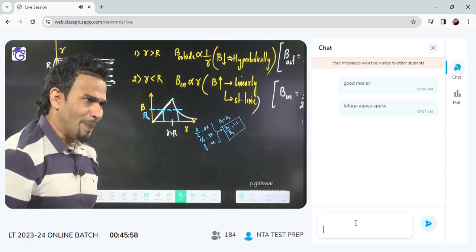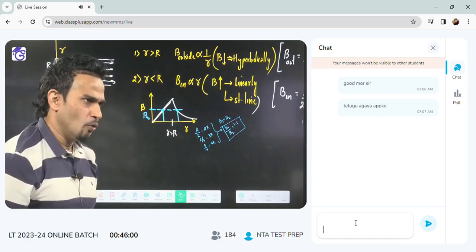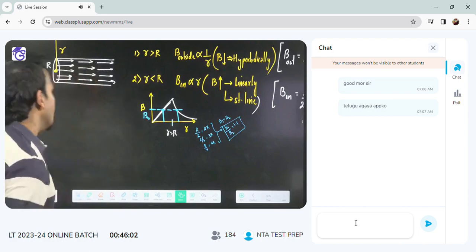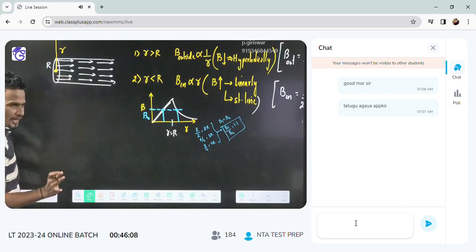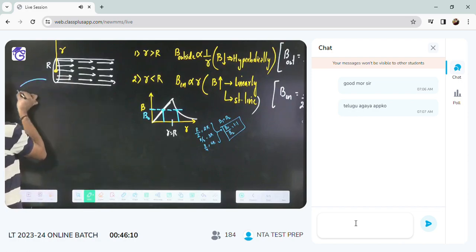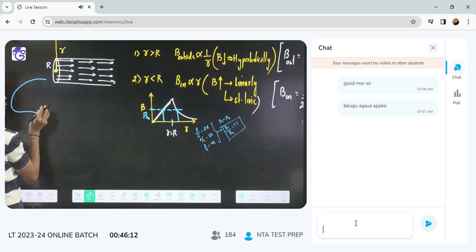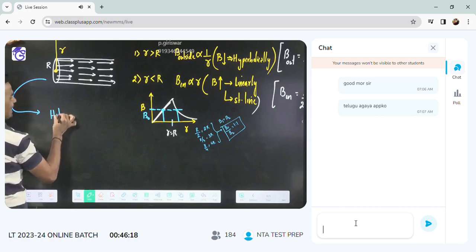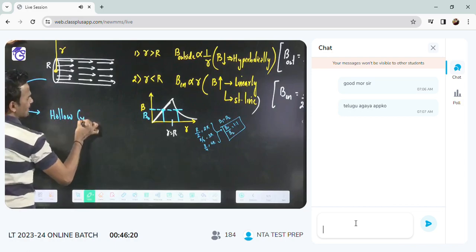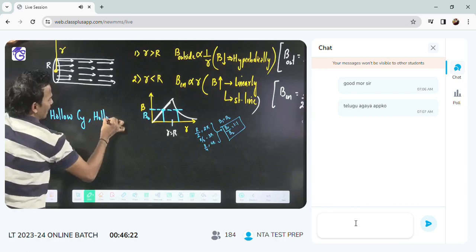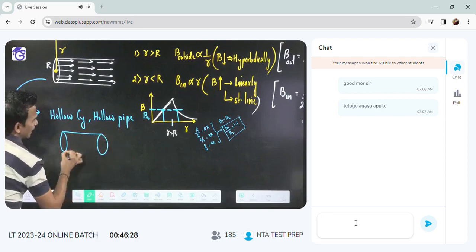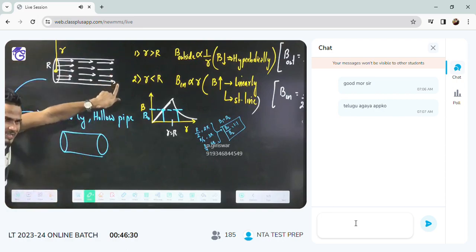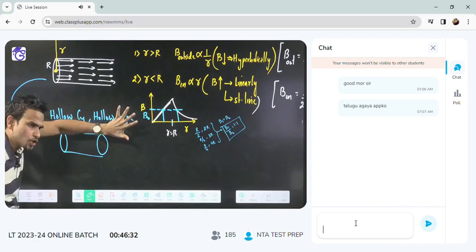So for these pairs, the field will be equal: one inside, other outside. Now one more thing I can tell you. Okay sir, we understood all this proportionality. But in the exam, use this only when it is clearly mentioned: hollow cylinder or hollow pipe. This is not given in NCERT, only this is given. So that's why I said, any question comes, use this.